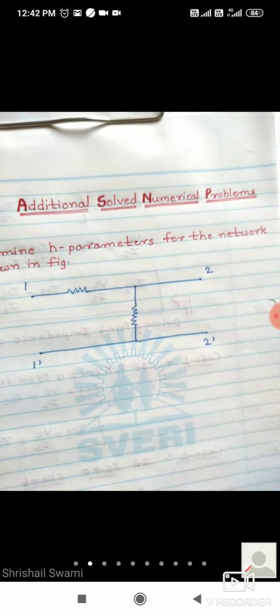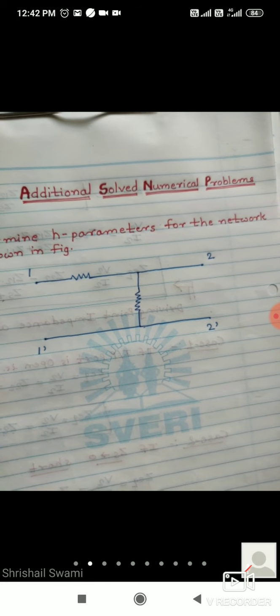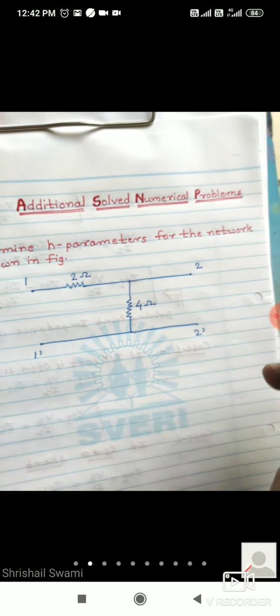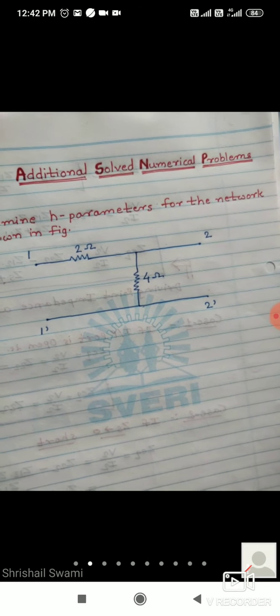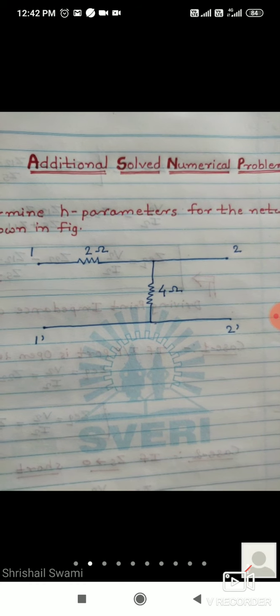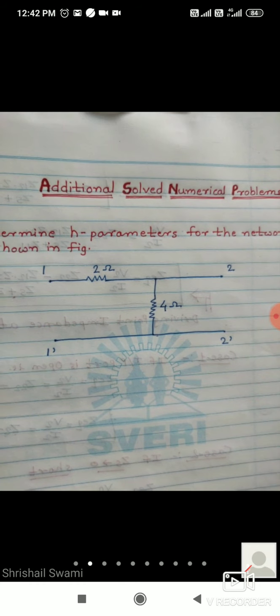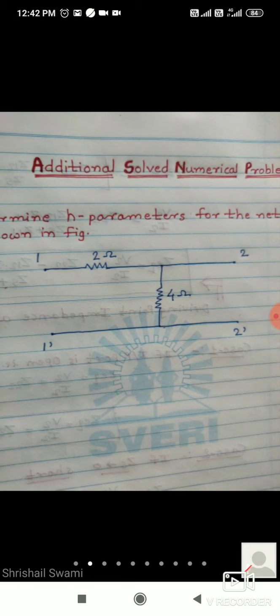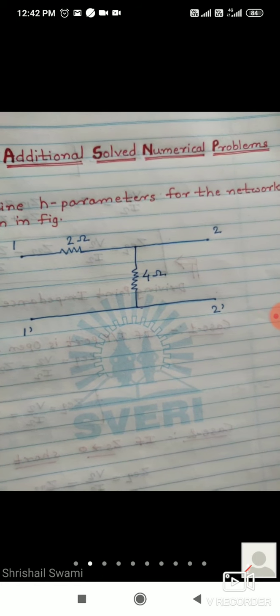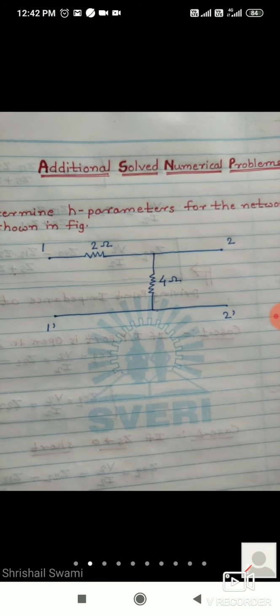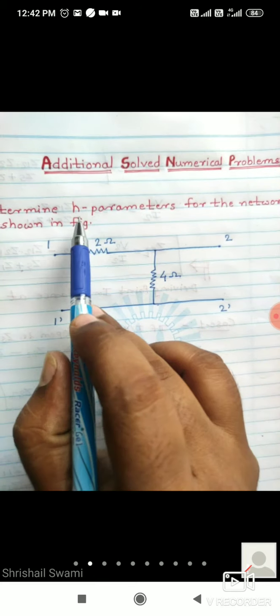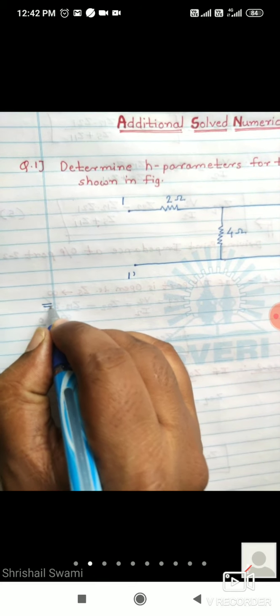This will be 2 dash. Okay. Resistor is 2 ohm and this resistor is 4 ohm. So how to solve this problem? Only 2 resistors are there and you have to find h parameters for the given network. So how to start? We have solved already the problems on h parameters or any parameter. So what is the question here? Finding h parameter. So start with h parameter equations.